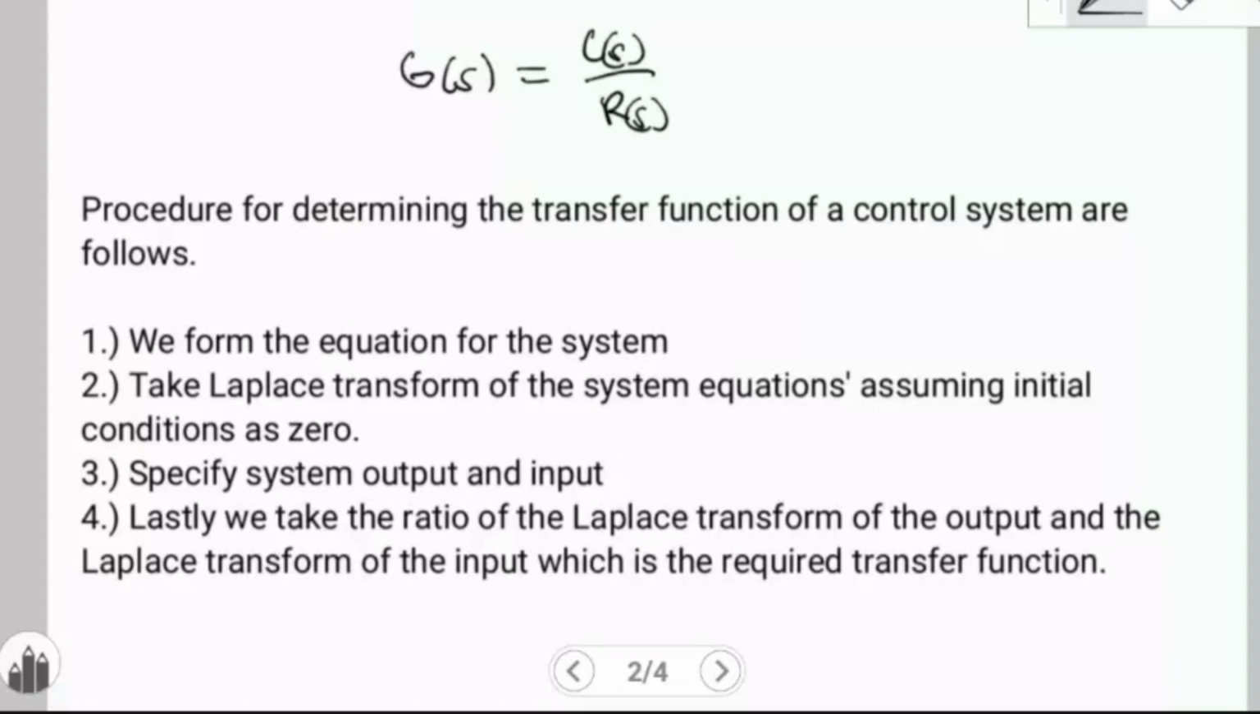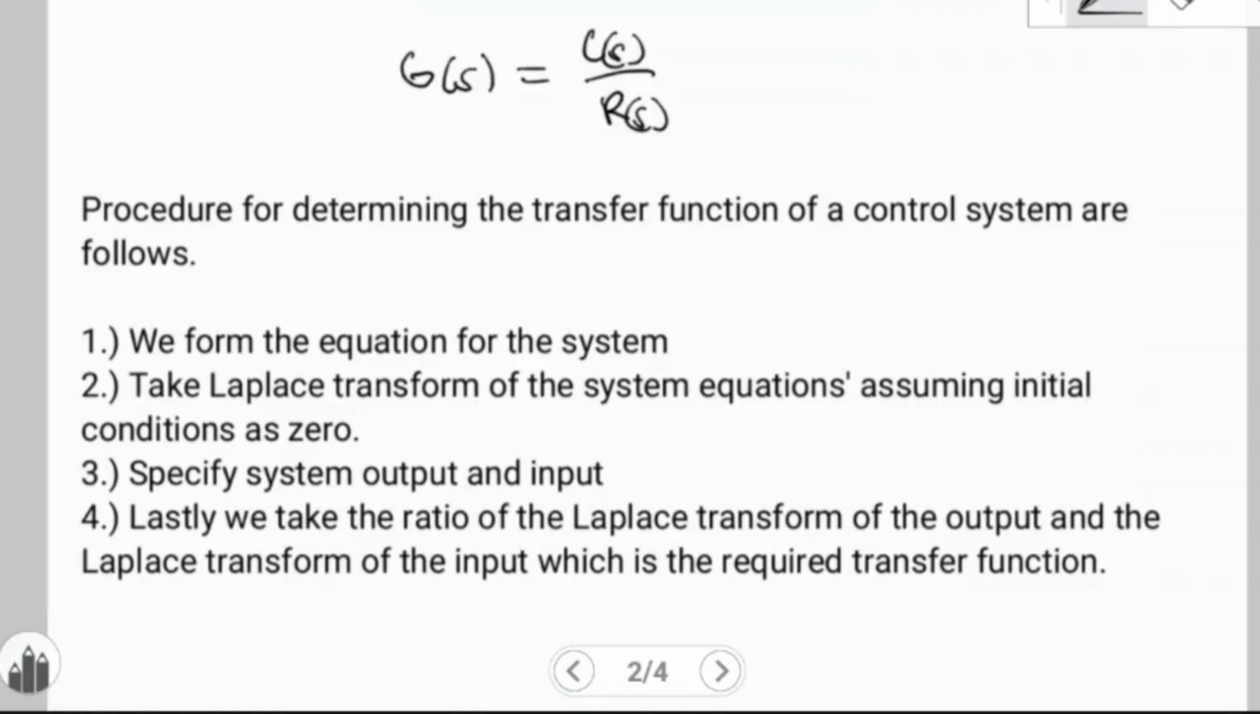To find the transfer function of a control system: first, we form the equation for the system and take the Laplace transform of the system equation, assuming the initial condition is 0. Next, specify the system output and input. Lastly, take the ratio of the Laplace transform of the output and the Laplace transform of the input, which is the required transfer function.